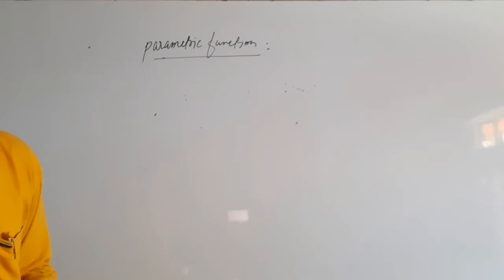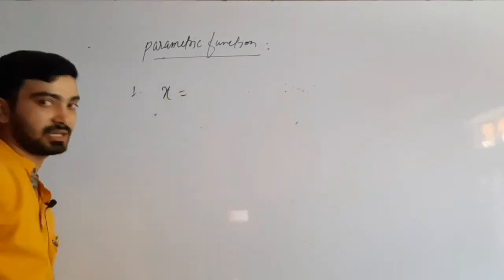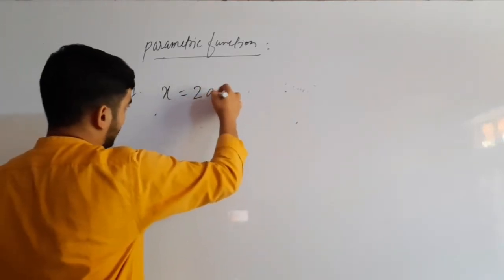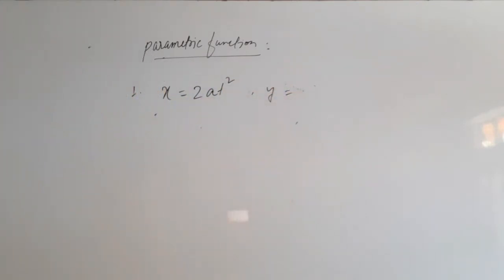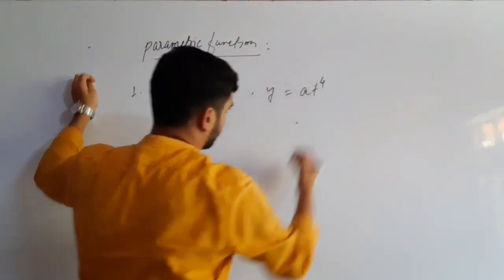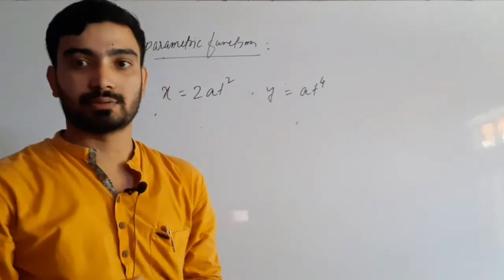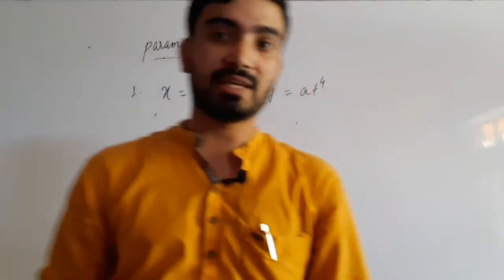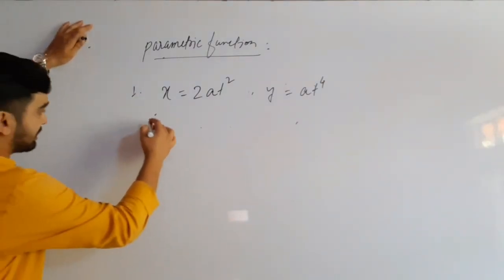First question: x equals 2a t square and y equals a t to the power 4. x is a function of t and y is also a function of t. So we will differentiate with respect to t, as here we need to find dy by dx.